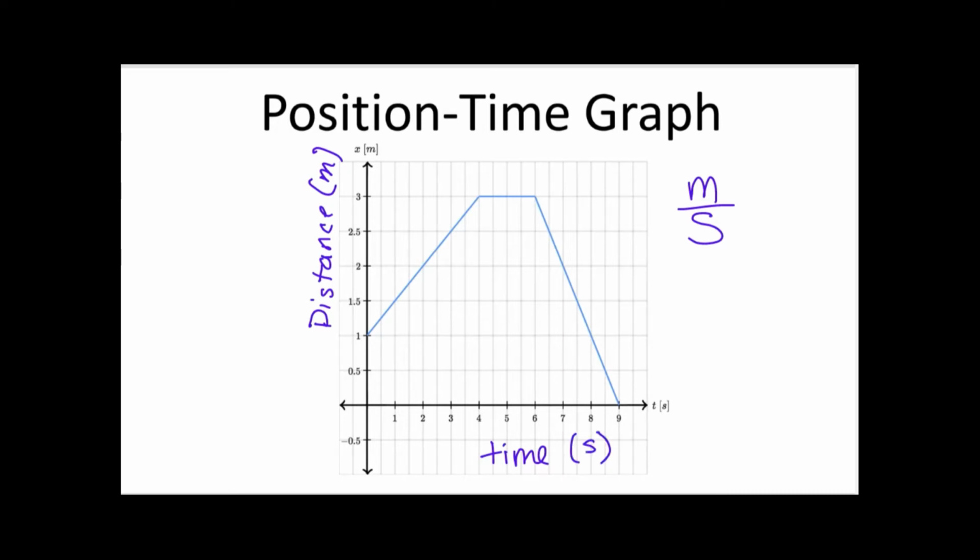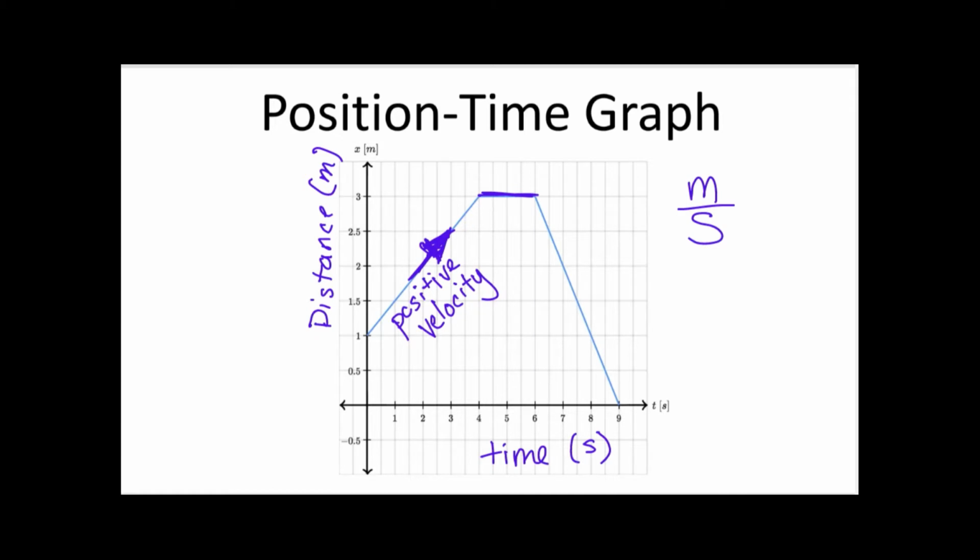And so we've got meters over seconds. So that's a velocity. So on our position time graph, the slope is going to be a velocity. So right here we have a positive slope. So that means our velocity is positive. Right? It's constant, but it's positive.